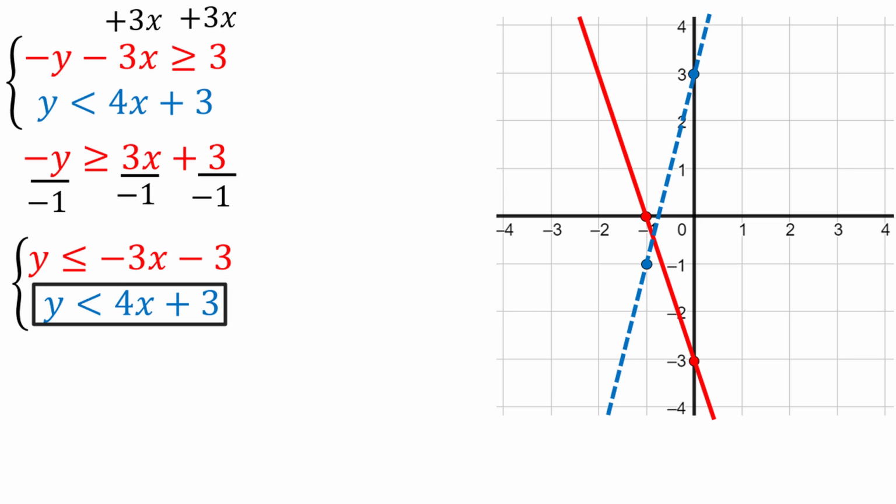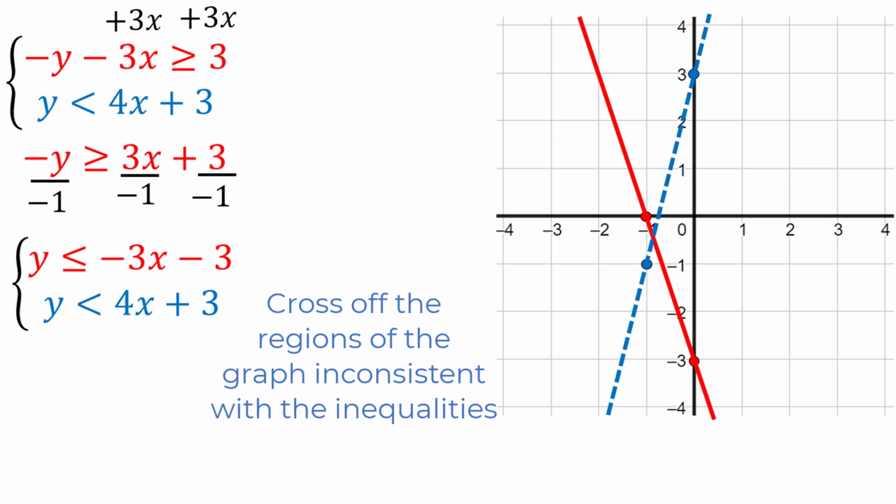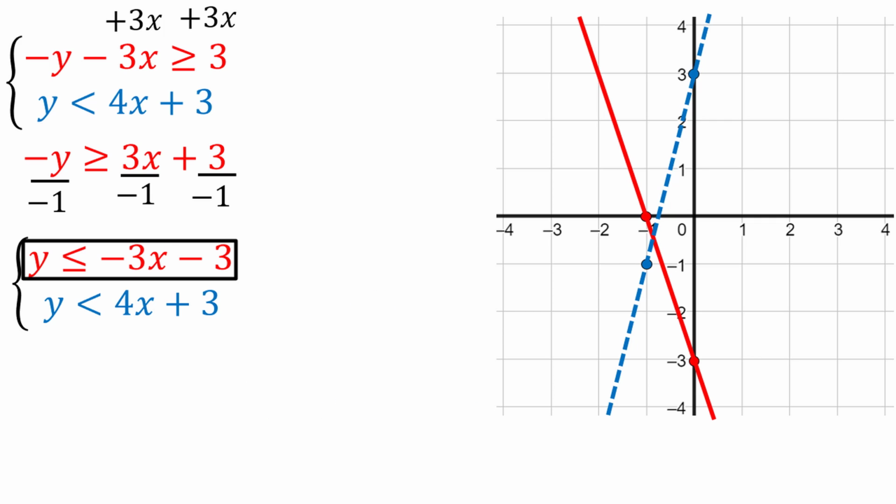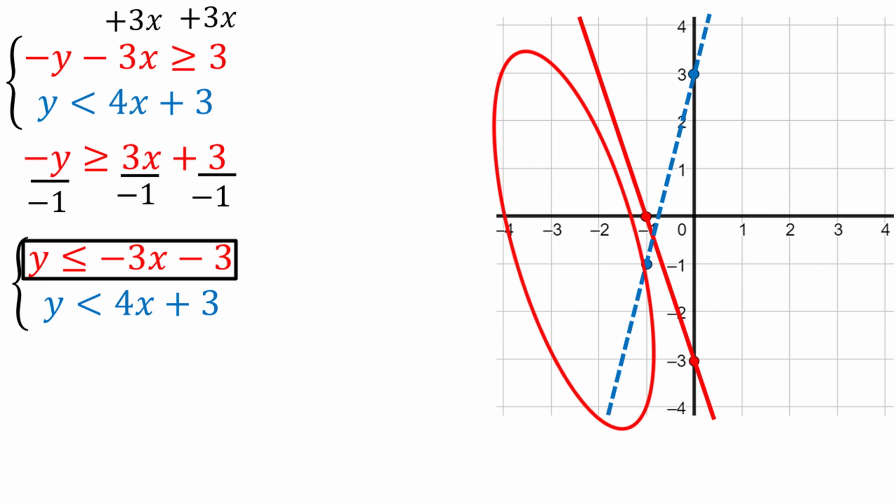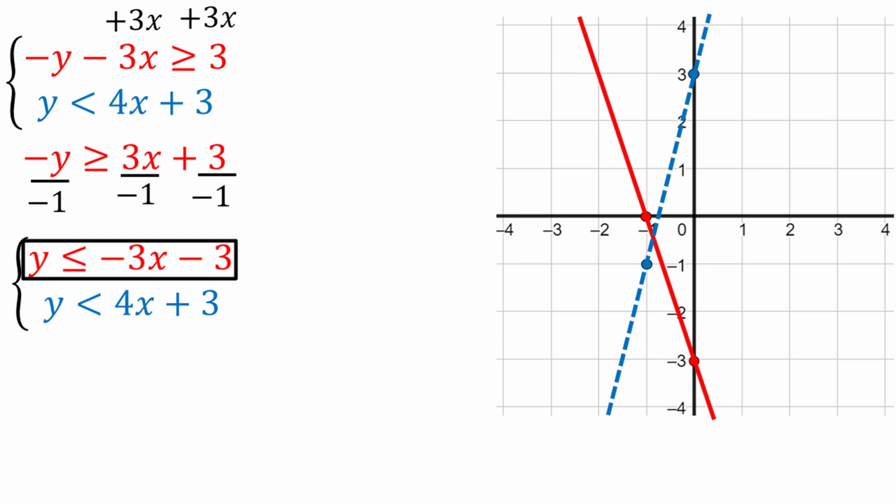My preference, which I'll admit is not the mainstream way to solve a problem like this, but I have a reason for doing it this way, I promise, is to cross out all of the regions of the graph not consistent with both inequalities. Let's think about y is less than or equal to negative 3x minus 3. There are two sides of this line, over here and over here. Only one of these sides is consistent with the inequality, and the other side is not consistent with the inequality. I want to find the side that is not consistent with the inequality and cross it off.